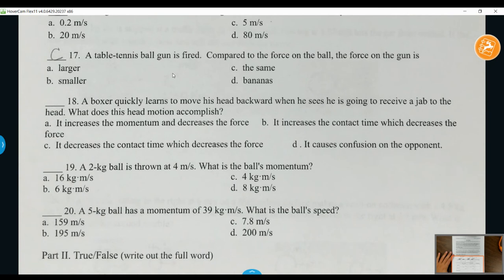A boxer learns to move their head backward when they see they're going to receive a jab. All right, what does this motion accomplish? It would increase the contact time, which would wind up decreasing the force. So they're moving back with it.